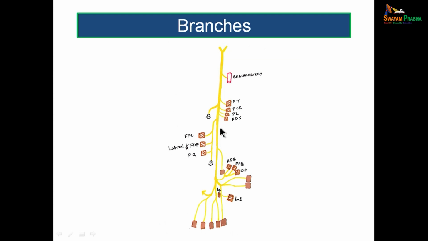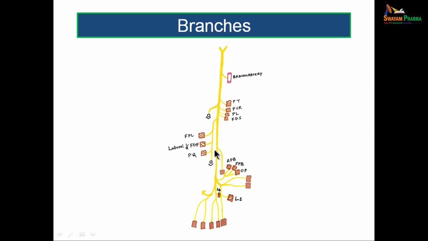As it descends down, you find the most important deep branch arising from the median nerve, that is the anterior interosseous nerve, which lies anterior to the interosseous membrane, accompanied by the anterior interosseous artery, and this is going to supply these muscles. This will be the flexor pollicis longus, the lateral half of flexor digitorum profundus and pronator quadratus. This anterior interosseous nerve is going to end by supplying the joints lower down, that will be the distal radioulnar joint, the carpal joint and also the intercarpal joints. So, it supplies the distal radioulnar, the wrist joint and the intercarpal joints.